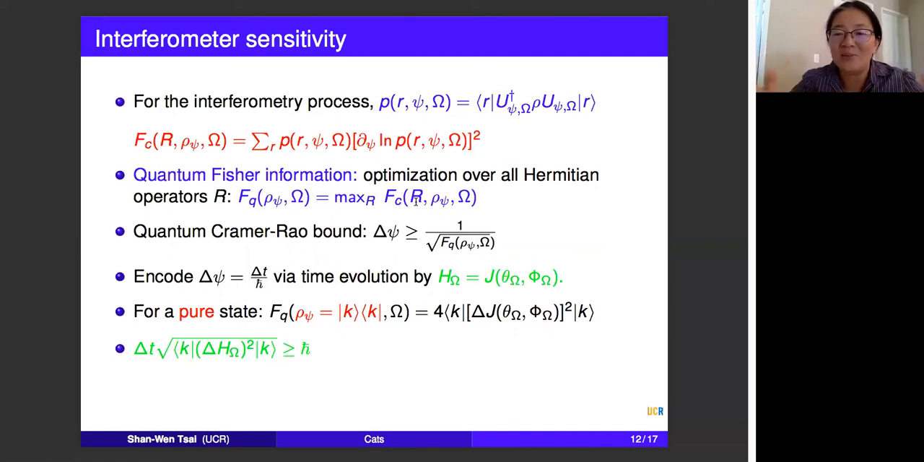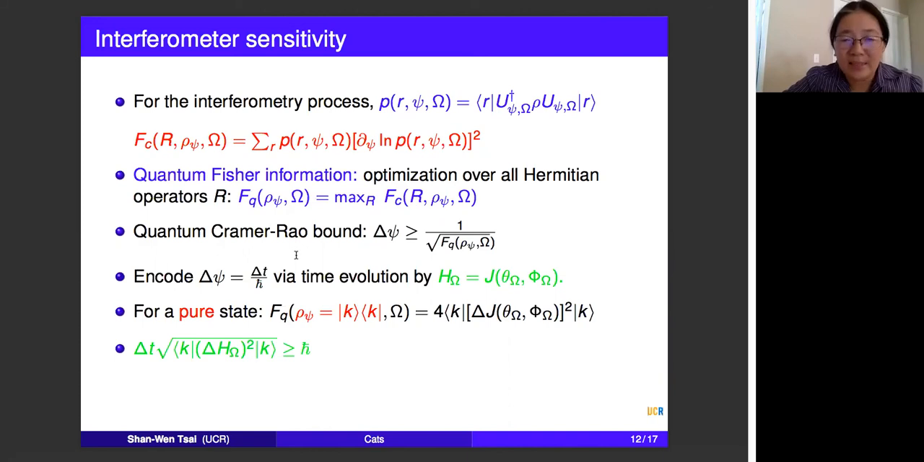Since that's the maximum, that is the absolute bound. Everything that gives you the smallest of the variance here. So that's the quantum Cramer-Rao bound. Never mind how we are going to do that, but that is the steps.